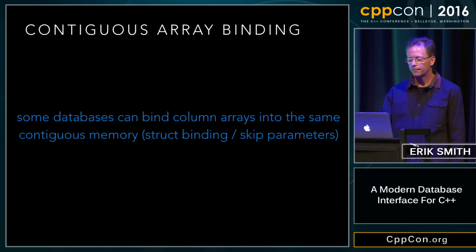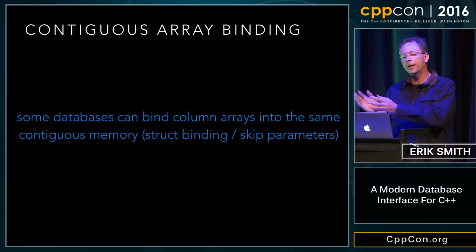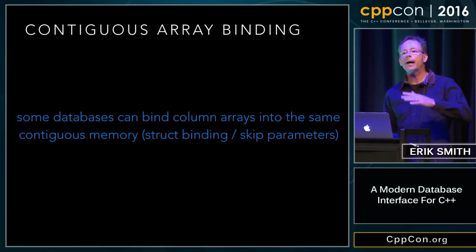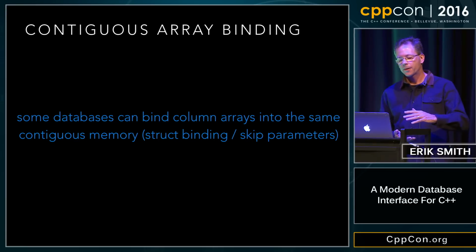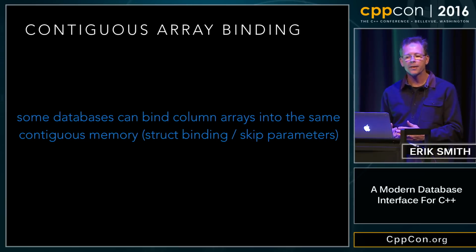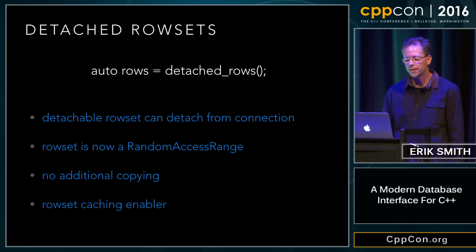On top of that, some drivers also support this notion of, I'll call it continuous array binding, where normally when you specify these column arrays, they're separately allocated, but some database drivers allow you to actually overlay those arrays into the same contiguous memory. And so what you end up with is your entire result set in contiguous memory. So if you're going to fetch data from your database and spend some time processing it, then this could be an added improvement, because you can get the entire result along with all the columns in contiguous memory. So this is another opportunity for improving performance.